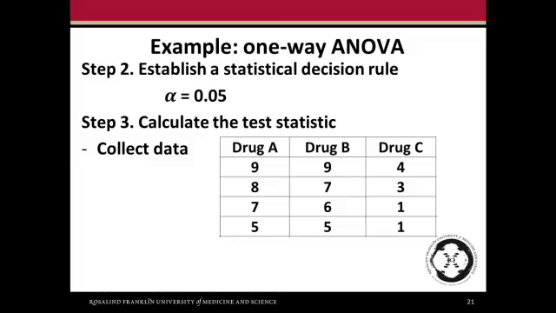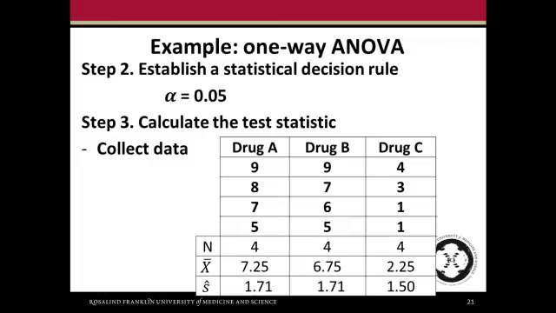First thing we need to do is collect data. So we have our three different drugs here, A, B, and C, and then the numbers underneath represent the number of psychotic episodes. Given this information, we can calculate the mean for each of the treatments and the standard deviation. So n is just the number of samples in each of the treatments. X bar is the mean for the treatment, and then our standard deviation is calculated below.